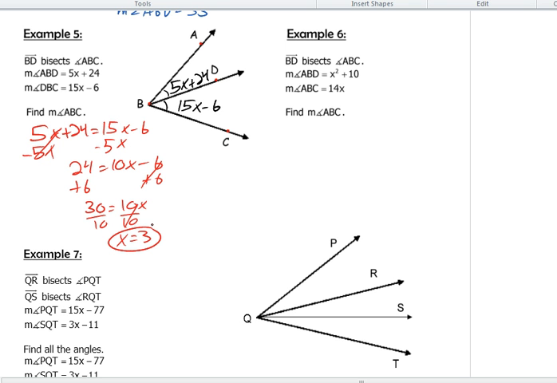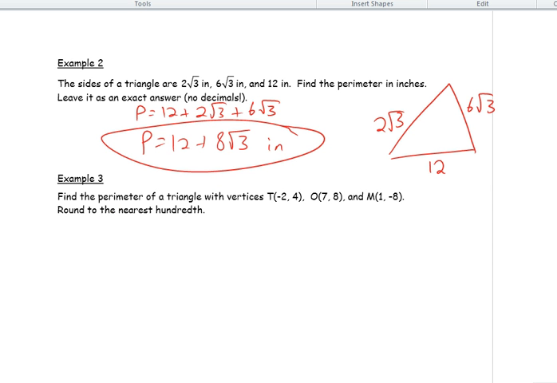We want to find ABC. Okay, well if we can find either this angle or this angle and double it, that's fine. You could add them up, then plug in x. It really depends on how you want to do it. I'm going to go ahead and find DBC, so 15x minus 6. So it's 15 times 3 minus 6, 45 minus 6 equals 39 degrees. Oops, I don't want to circle that because that's not our final answer.